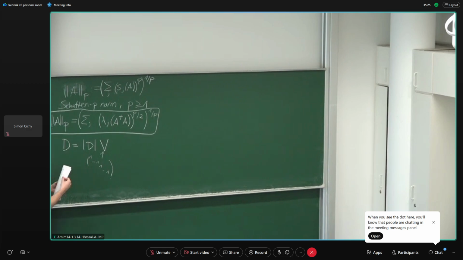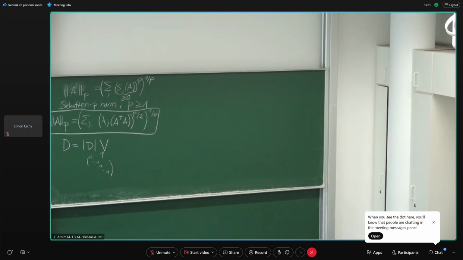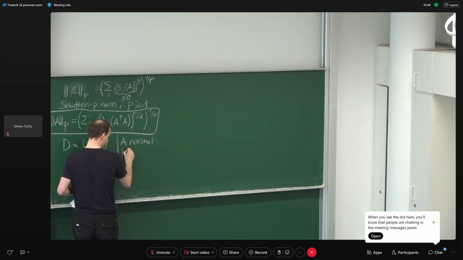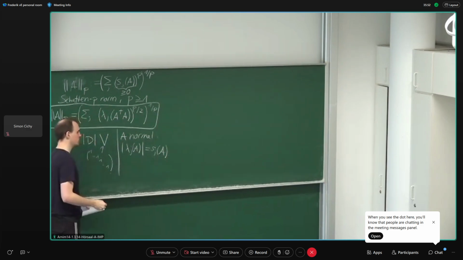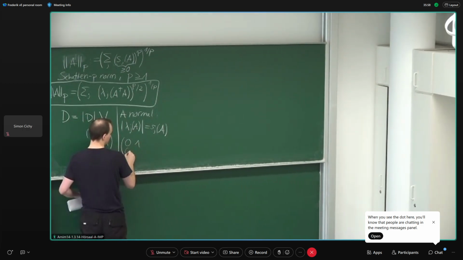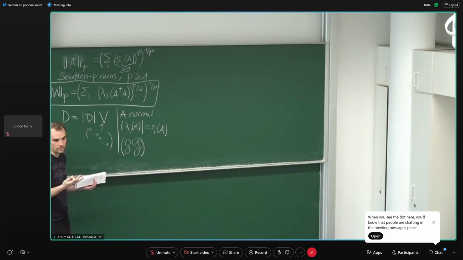Okay. So this is a fancy way of saying the singular values are the absolute values of the eigenvalues. For normal matrices, yes. So if A is normal, then this relation does hold. For non-normal matrices, the easiest counterexample is, of course, a simple Jordan block. This matrix has eigenvalue 0, but one singular value is 1. And this matrix is non-normal. So these can be different.